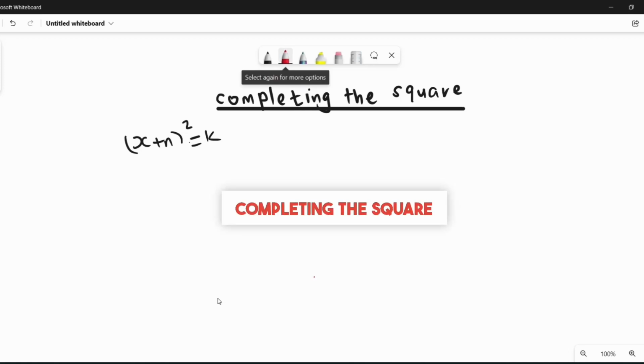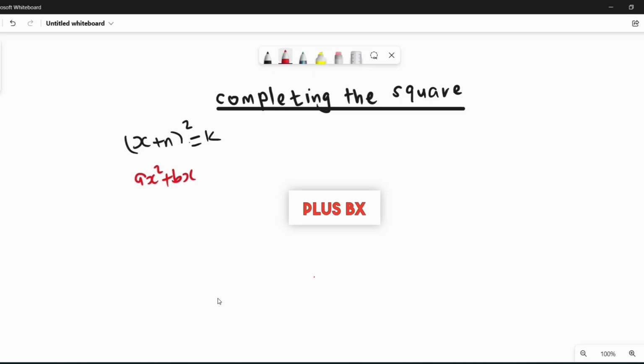The first step in completing the square is to take the equation and bring all the terms to one side of the equation, leaving a 0 on the other side. In other words, we want to have an equation of the form ax² + bx = c, where a, b, and c are constants.